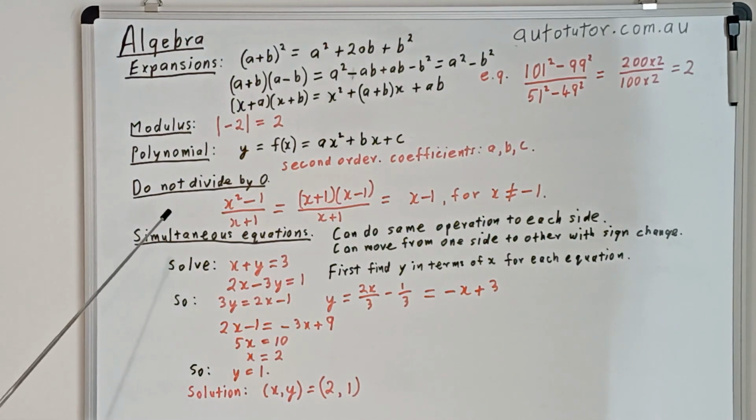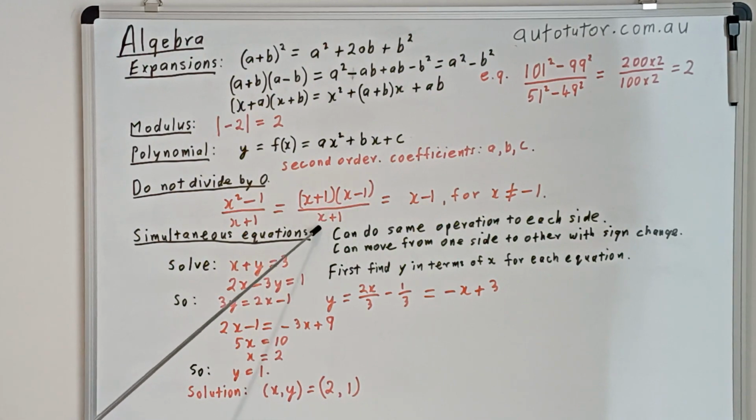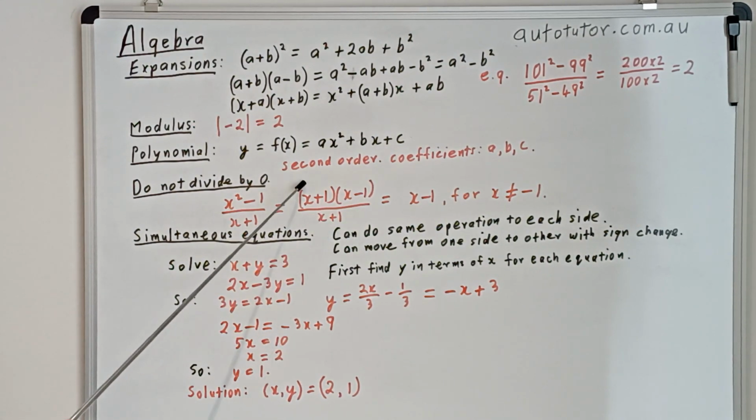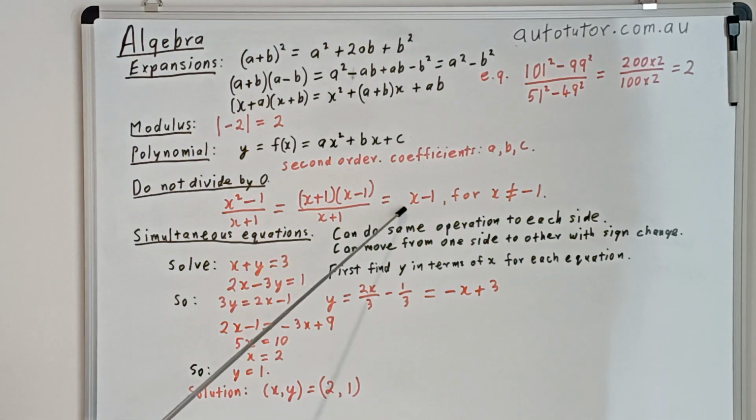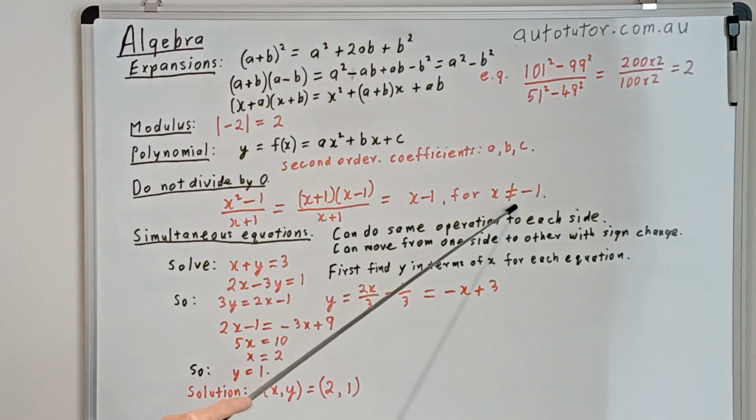An important point to note is that you're not allowed to divide by 0. So if, for example, we have (x squared minus 1) over (x plus 1), we can take the difference of squares to expand this to get (x plus 1)(x minus 1) over (x plus 1). Cancelling the x plus 1s gives x minus 1, so long as the bottom term is not 0, which means that x cannot be minus 1.